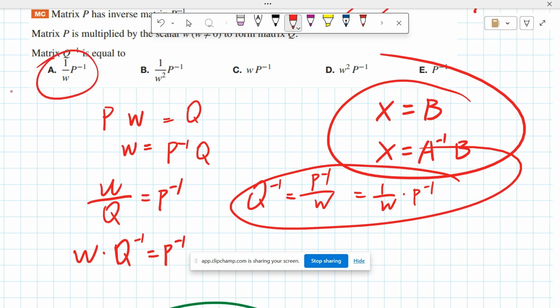That's the algebra way, okay? Another way is with substitution of actual matrices. So I'm not going to do it from here. So you guys can test that.